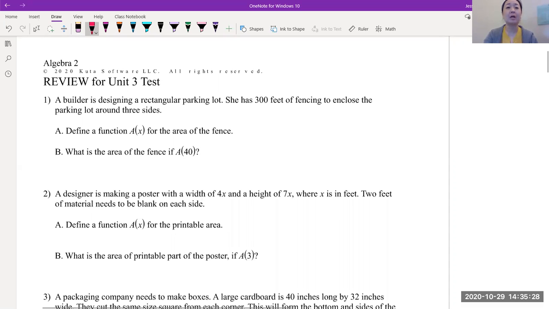So here, problem number 1. A builder is designing a rectangular parking lot. She has 300 feet of fencing to enclose the parking lot around 3 sides. All right. So on the test there were going to be diagrams, but I didn't want to make diagrams. It was too hard. So I'm just going to draw it for you. So here's the building.